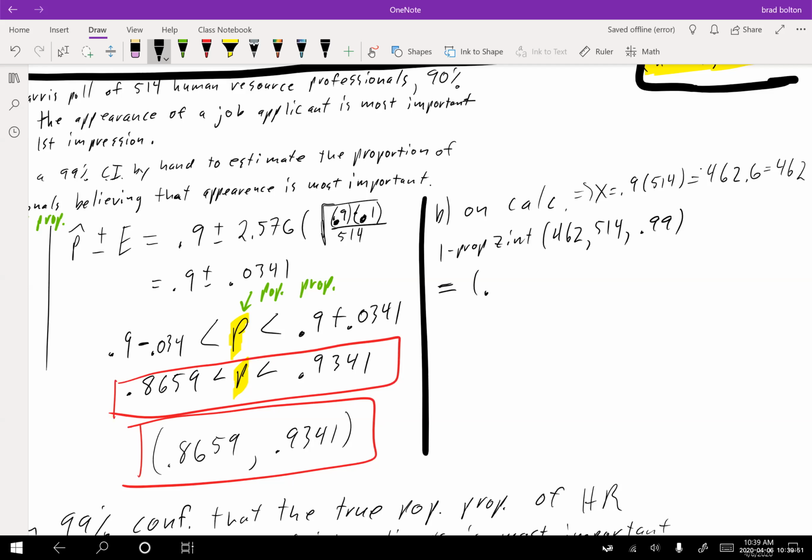And we're going to get a confidence interval. We get 0.8646, and over here we get 0.9331 if we round off.